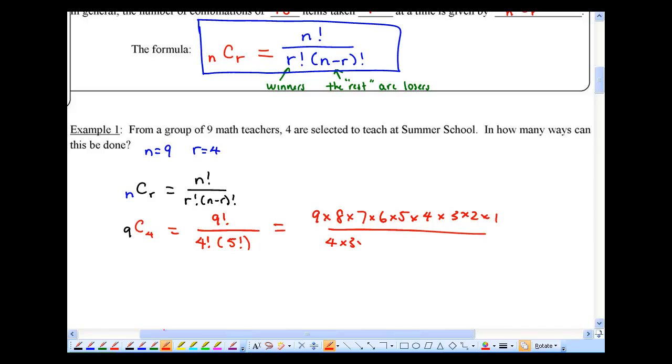4 times 3 times 2 times 1, 5 times 4 times 3 times 2 times 1. Well, that's great. Those disappear. 3 times 2 is 6. Those disappear. The 4 and 8 simplify, so that's 18 times 7. How about 126 different ways?